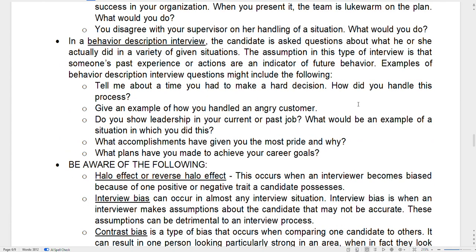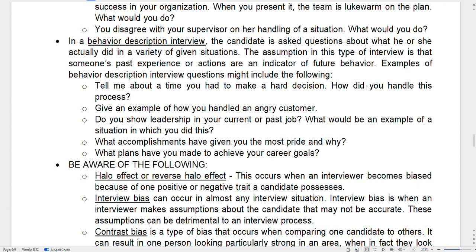Then, behavioral description interview. The candidate is asked questions about what he or she actually did in a variety of given situations. So, ito ang magsisilbing assessment niya. Okay, so may nangyaring ganito, ano ginawa mo? Nagkaroon ng gulo doon sa kanto, ano ginawa mo? Yan, nakimarites po. Okay, so yun na yun. So, yun ang tinitingnan niya.